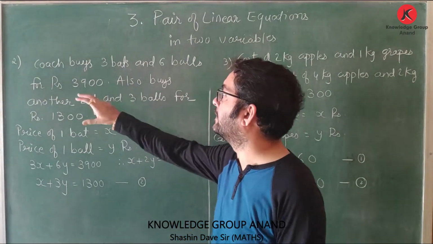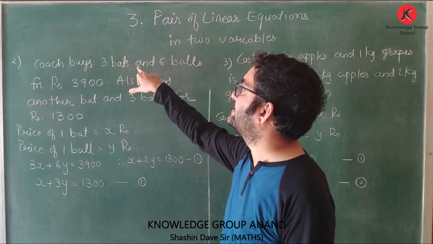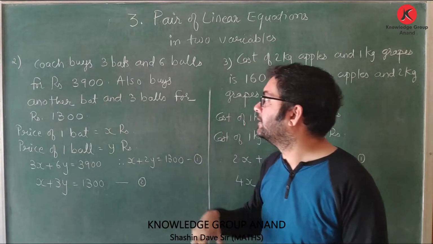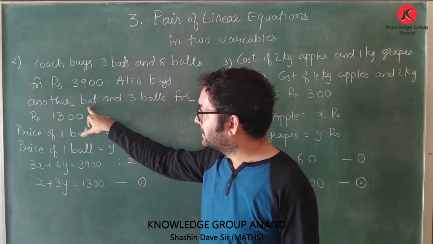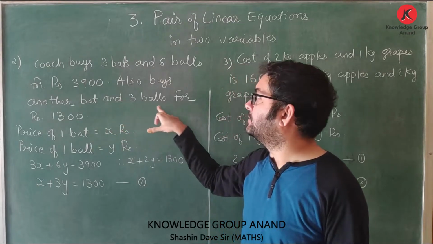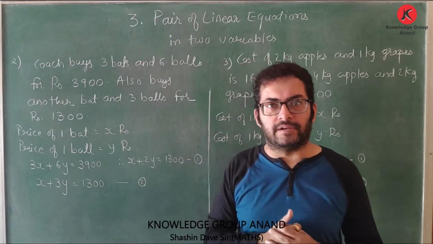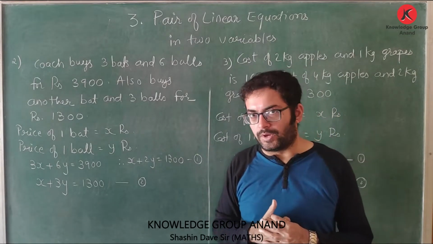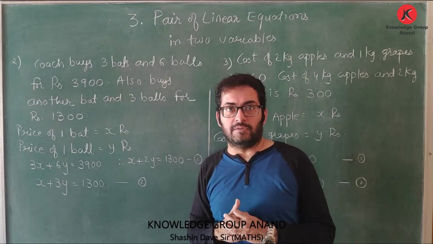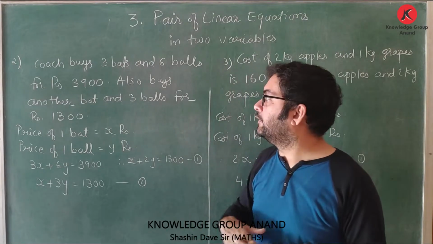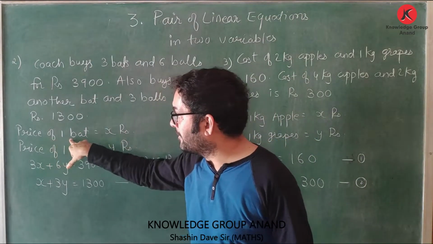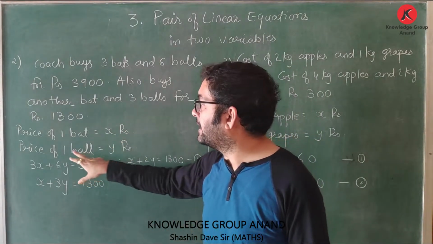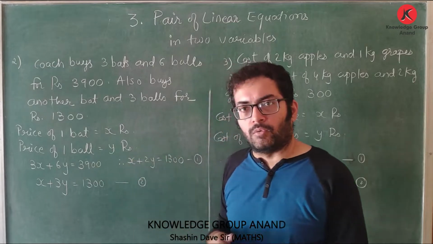Let us understand them. A coach buys 3 bats and 6 balls for rupees 3,900. Also buys another bat, meaning 1 bat, and 3 balls for rupees 1,300. So based on these two conditions, we need to frame the two equations. What are the two things given over here? Bat and ball. So we will assume the price of 1 bat as rupees x. Similarly, we will assume that the price of 1 ball is rupees y.